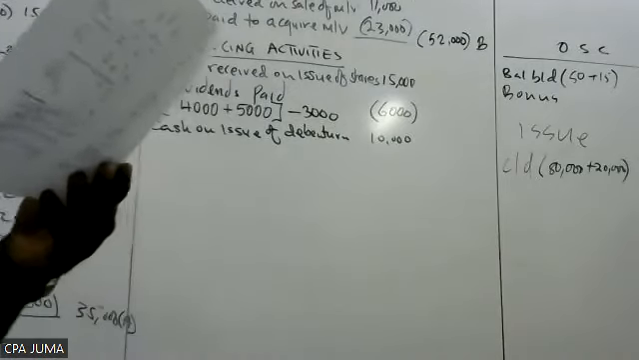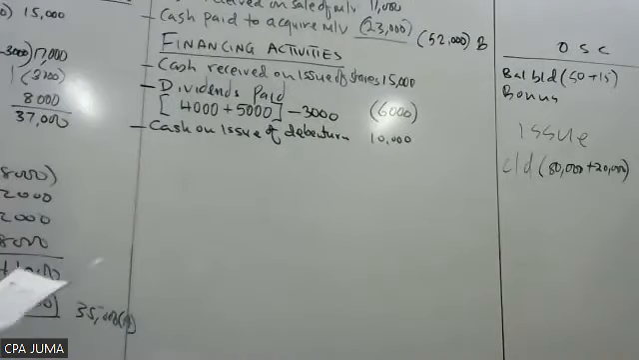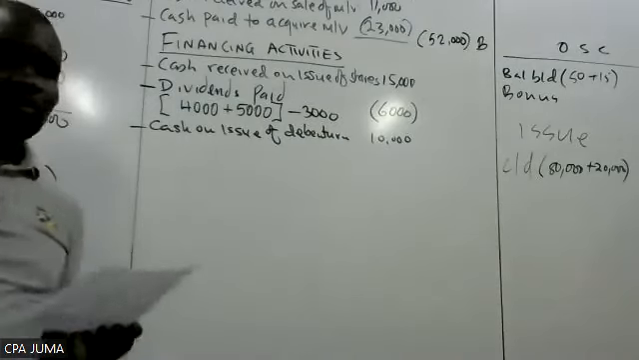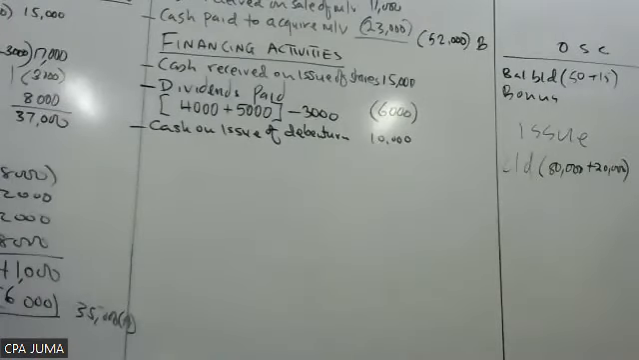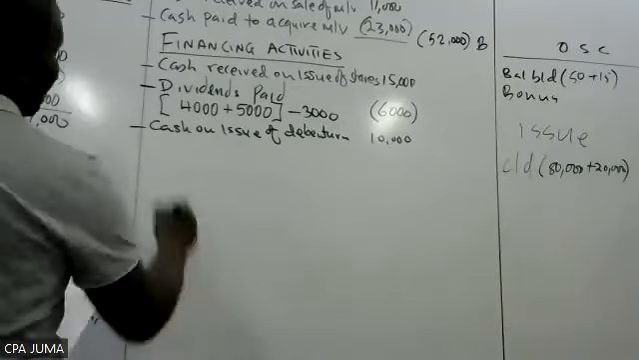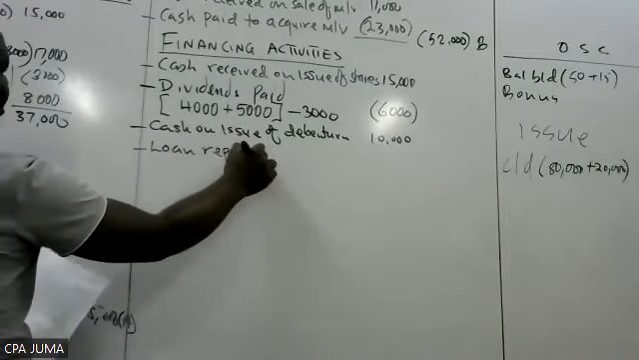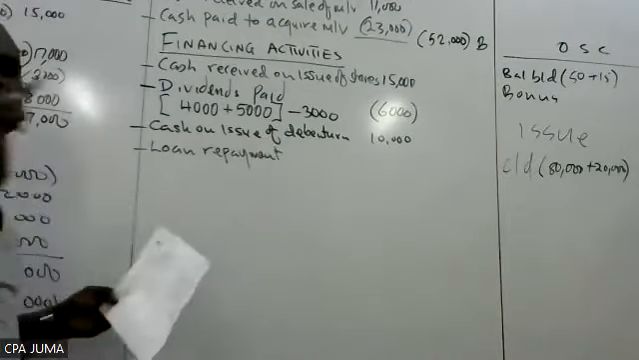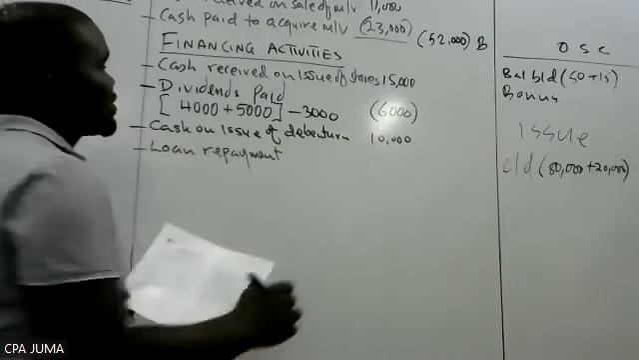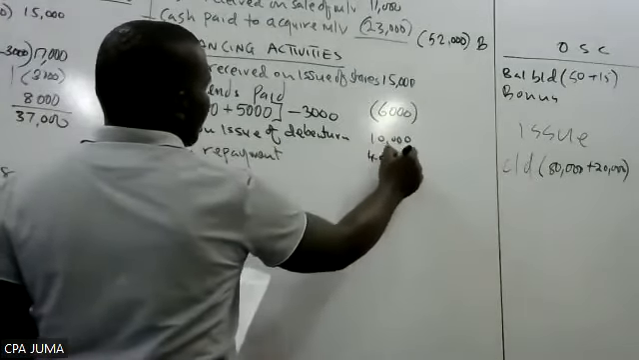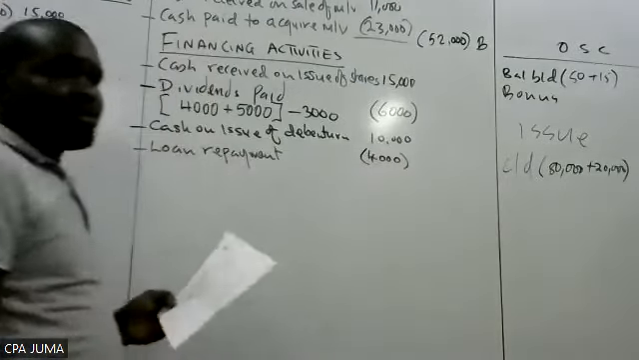Then bank loan. Loan was how much at the beginning? 10. Loan was 10, yes. Then the loan went to 6. So they paid 4. Loan repayment. It reduced from 10 to 6. Those people paid 4 more.